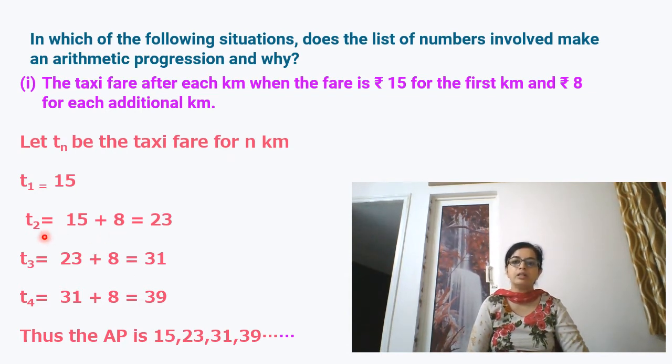After the first kilometer, the taxi fare is rupees 8 for additional kilometers. It means the common difference is 8. So T2 will be equal to 15 plus 8, that is equal to 23. And keep on adding this common difference 8 to the numbers in the sequence to get the consequent terms. So in order to obtain T3, we will add 8 to 23. We will get 31. And similarly, in order to get T4, we will add 8 to 31 and we will get 39.